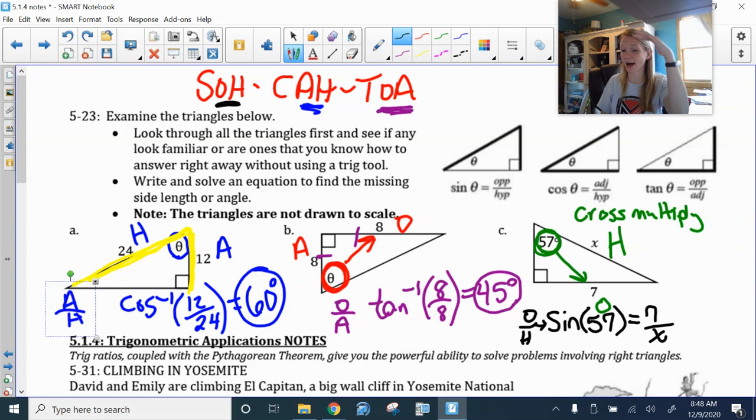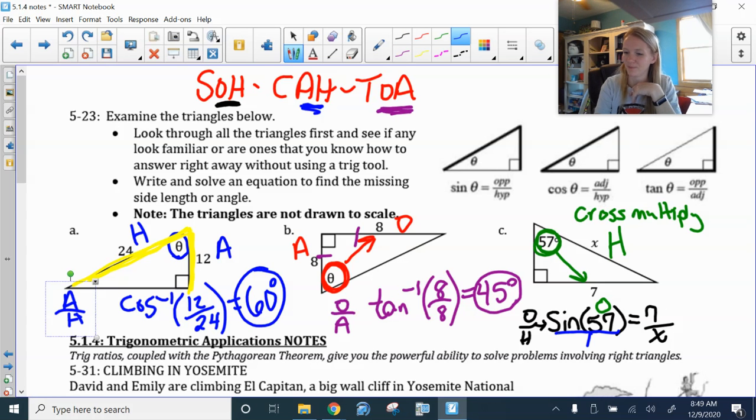And so I'm going to set it up opposite over hypotenuse. The hypotenuse is the bigger number. That goes on the bottom. It's just an x this time. So we can either figure out our decimal for sine 57 and then cross multiply, or we could cross multiply the way it is and just type it into our calculator and let it do the decimal.